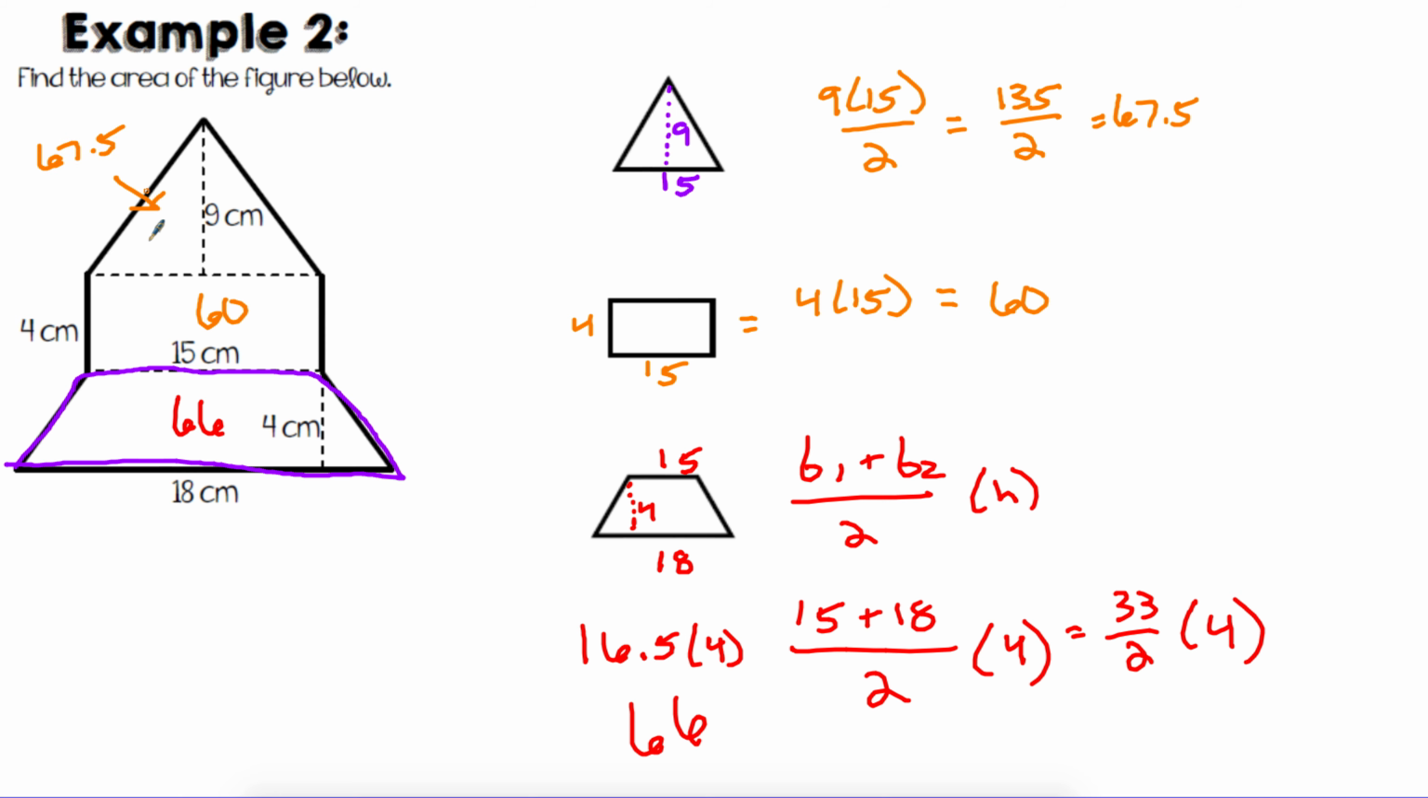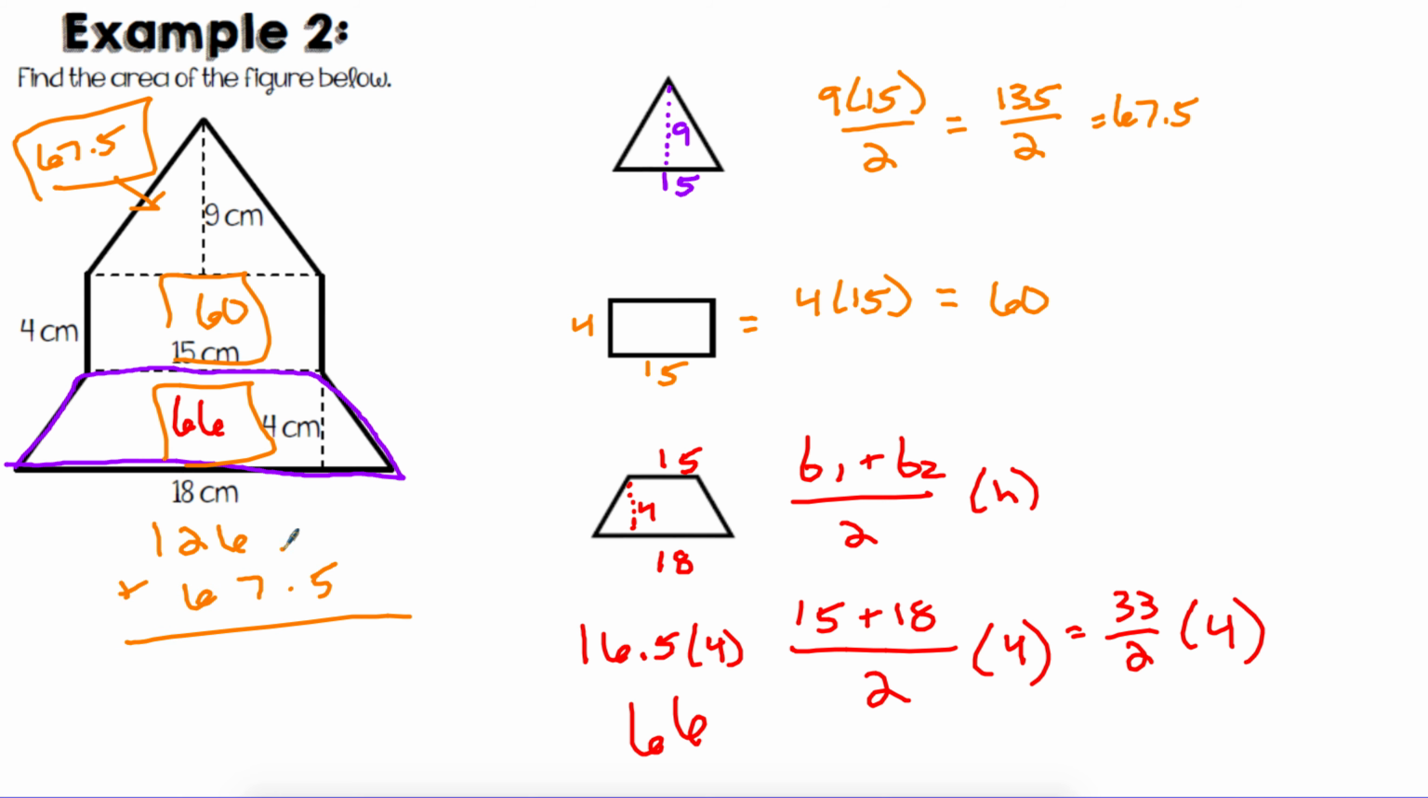So now that I have found the area of this triangle, I have found the area of this rectangle, and I have found the area of this trapezoid, I just have to add up these three values to get my final area. 60 plus 66 is 126. Now I've got to add that with 67.5.